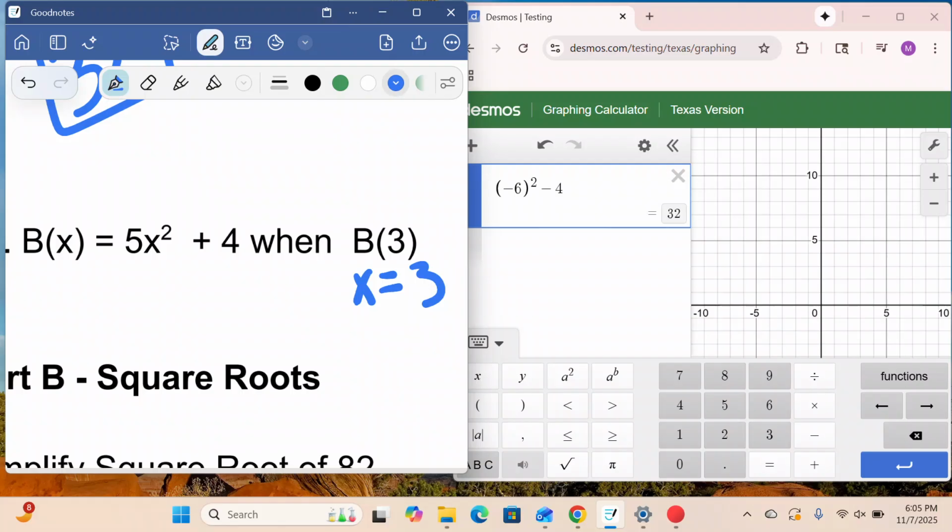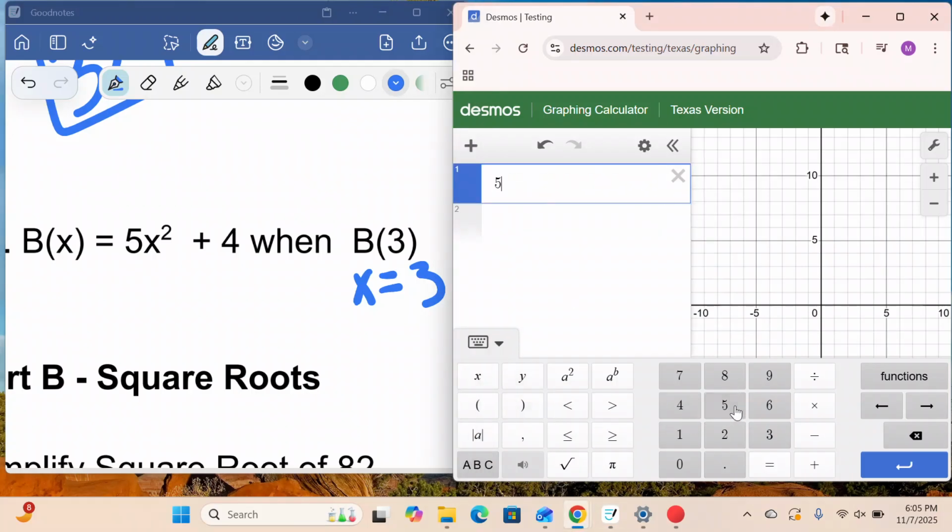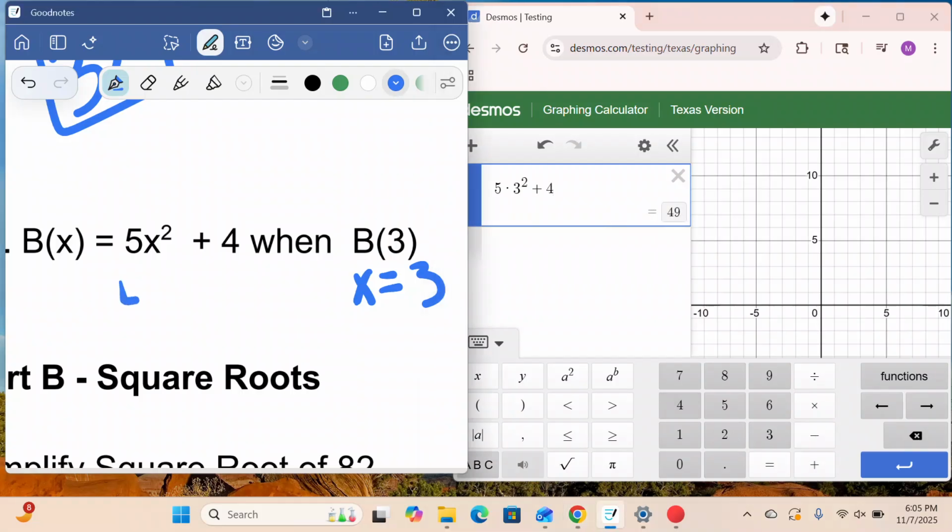So once again, we will just do that, and that should help us out. Sorry for the alarm. Go ahead and shut it off. If you look at that, it's going to be 5. So I'm going to put it on Desmos, and I am going to put 5, then multiply by the 3 raised to the quantity squared, and then add 4 to it. So my value is going to be 49 for this function, given that b of 3 is x equal to 3. So the value of my b of 3 is 49.